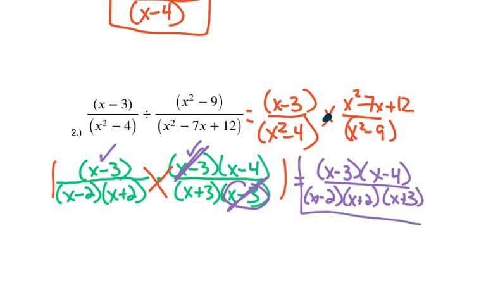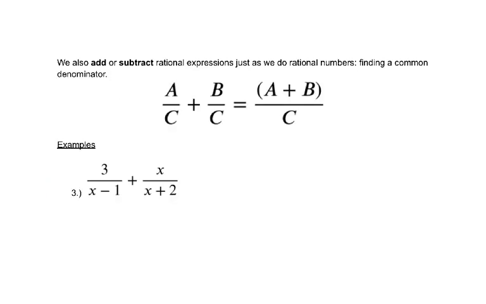And there's your answer. And finally, let's look at adding and subtracting. And yet again, you're going to do that the same way you did adding and subtracting rational numbers, which means, yes, you need a common denominator.